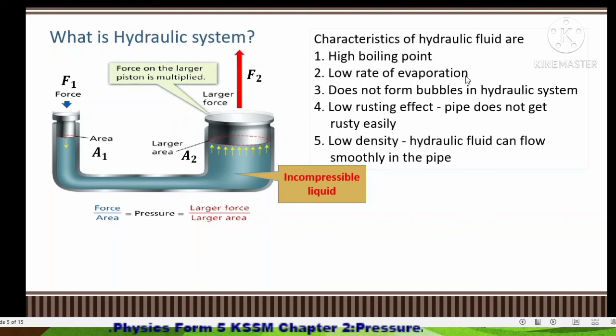Low rate of evaporation, and it does not form bubbles in the hydraulic system because we want to transfer the pressure uniformly. So there must be no bubbles in the liquid. Low rusting effect, so the pipe does not get rusty easily. Normally the pipe is made of metal, so we want to prevent it from rusting. So we use a liquid which has a low rusting effect. Low density so that the hydraulic fluid can flow smoothly in the pipe.